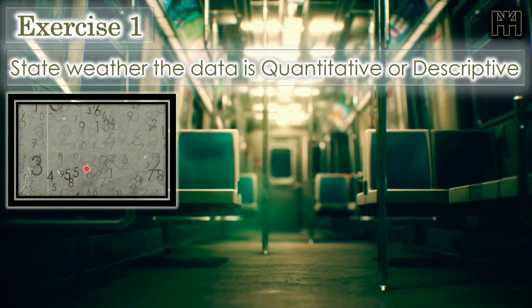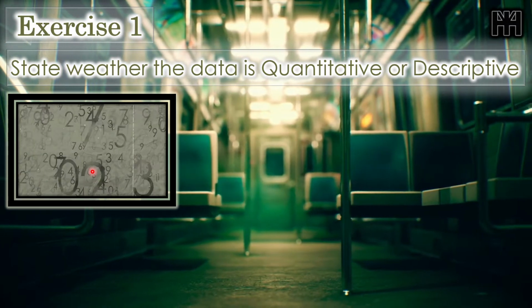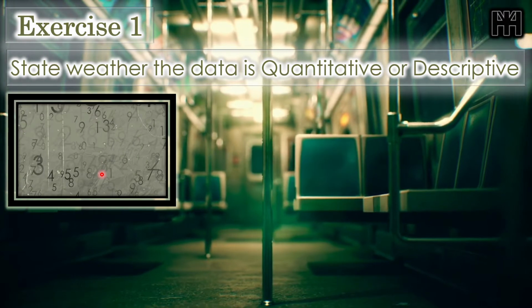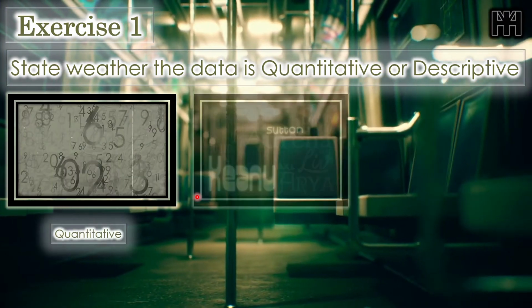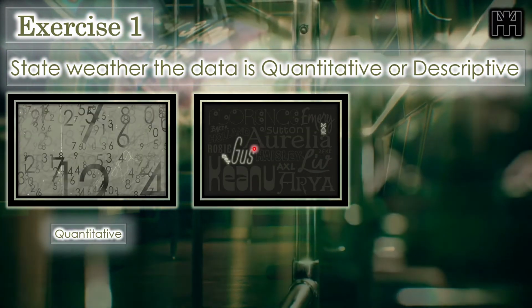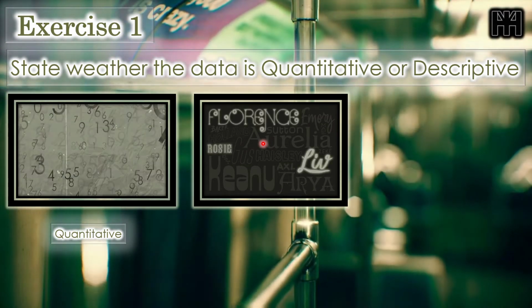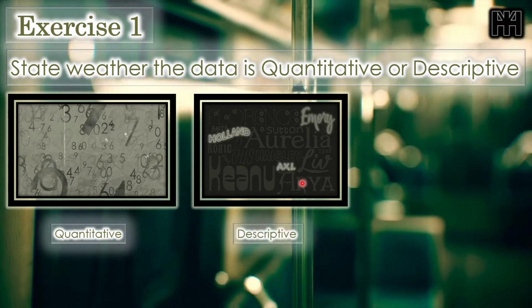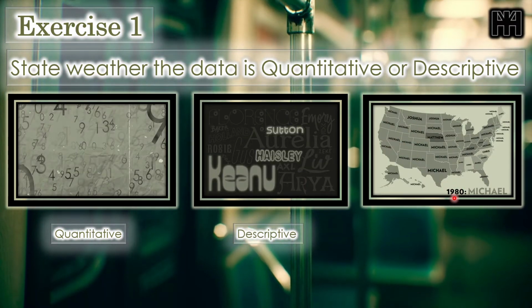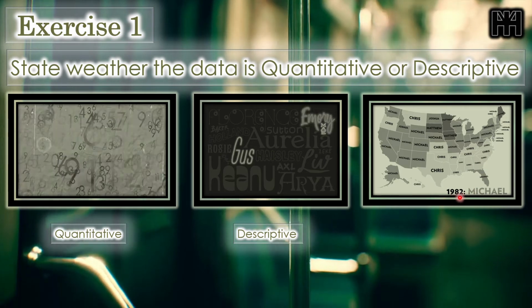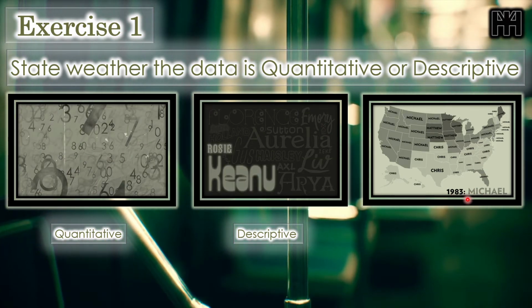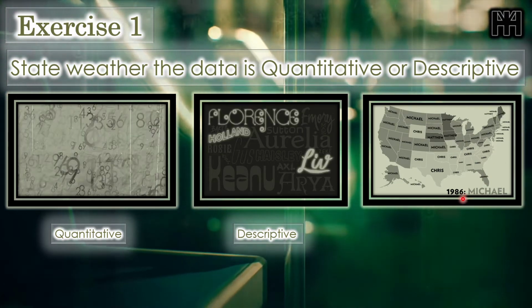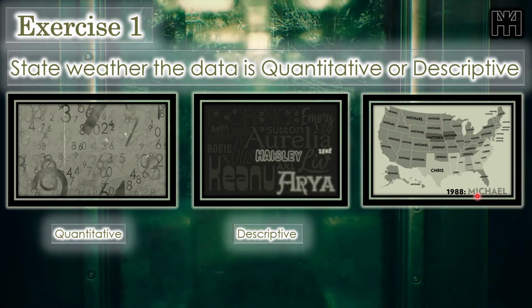So is this data quantitative or descriptive? It's quantitative data because it only consists of numbers. Okay, is this data quantitative or descriptive? It's descriptive data because it only consists of words. Okay, for this data, 1980, 1981, 1982, is it quantitative or descriptive? In fact, it's both because it consists of numbers and words.